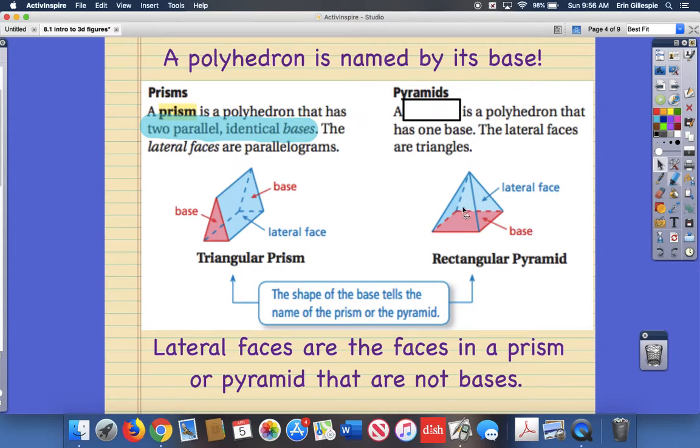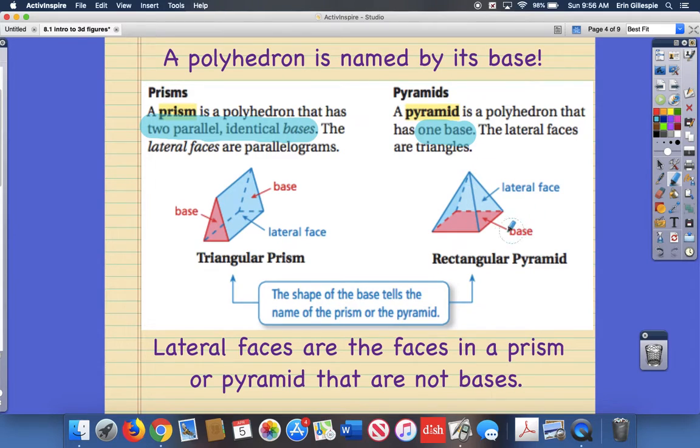If you just even look at these 2, hopefully you can see some differences. Okay? A pyramid is a polyhedron, fancy word for 3D shape, that has 1 base, 1. So prisms have 2 bases, 2 parallel and identical bases. A pyramid has 1 base. Look, here's its base down here. Is there another base across from it that's the same shape and parallel to it?